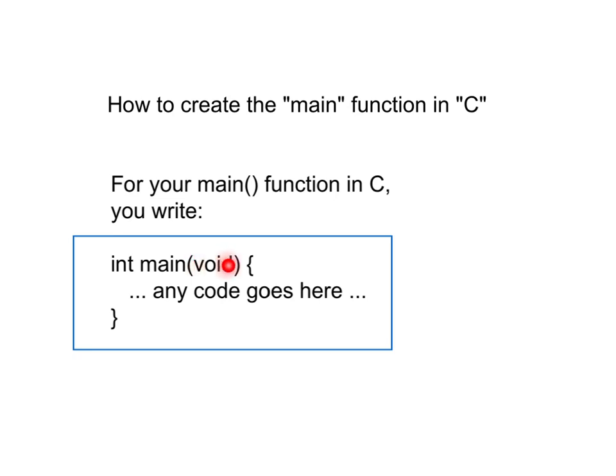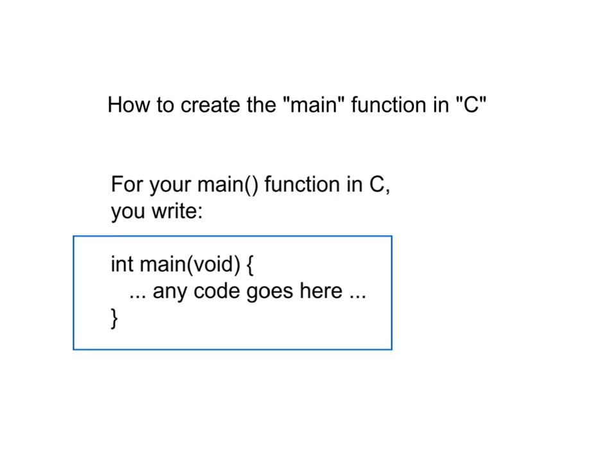Void, inside of the parentheses, just means that you are not sending any arguments to the function. In other words, the main function doesn't require any additional information to be sent to it in order to do its job. You will learn more about this later in the course.